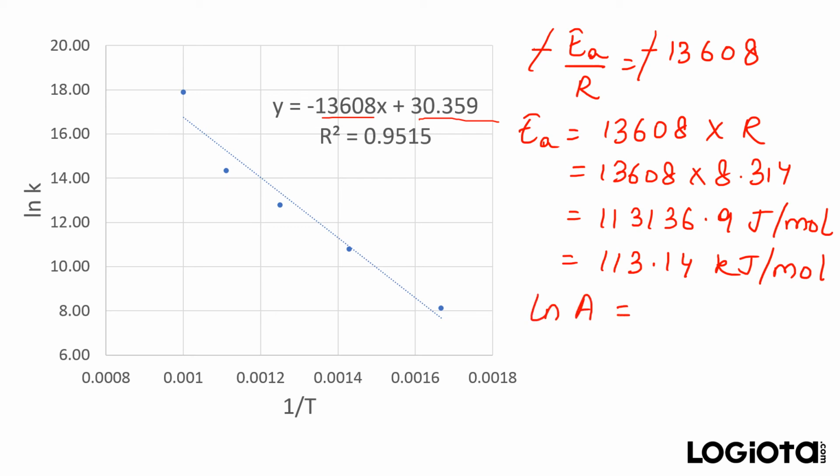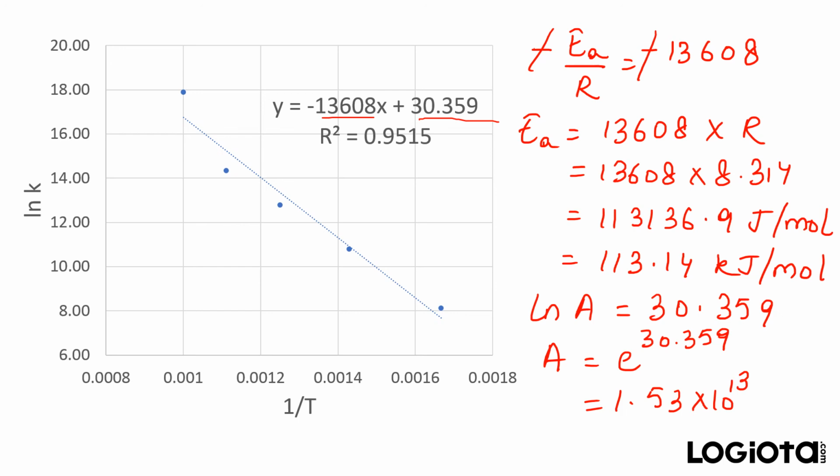Now from the intercept, I can calculate ln of A. So ln of A will be equal to 30.359, right? And A will be equal to e raised to the power 30.359, and when you do this in your calculator, you'll get the value 1.53 multiplied by 10 to the power 13. Now what will be the units of this Arrhenius constant? It will be the same as that of the rate constant, so it will be per molar per second. These are the values of activation energy and the Arrhenius constant which we got from the plot.